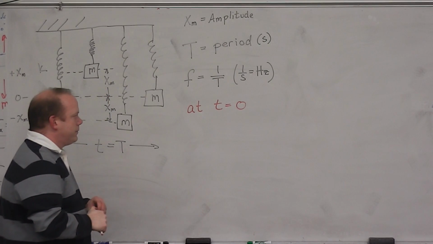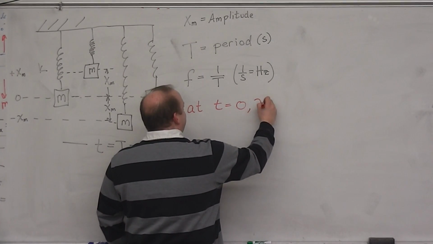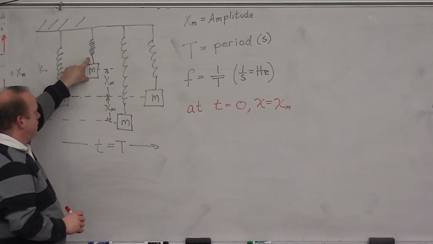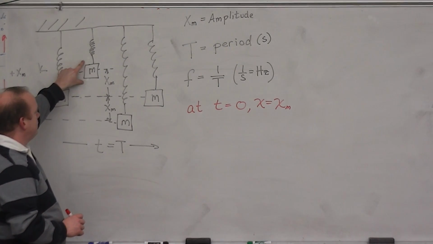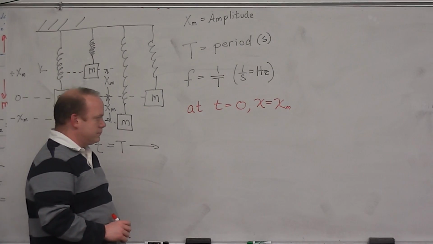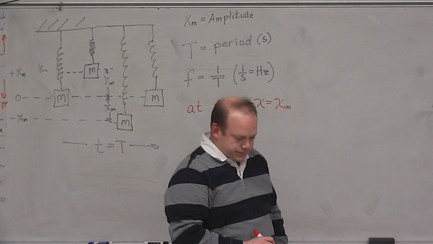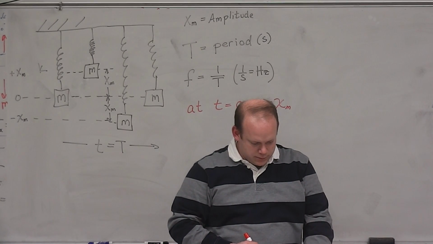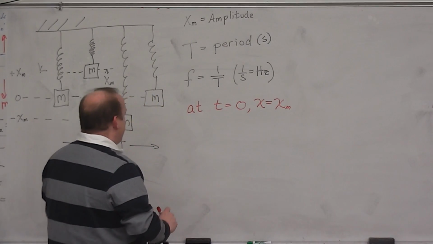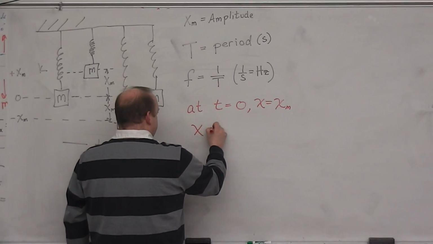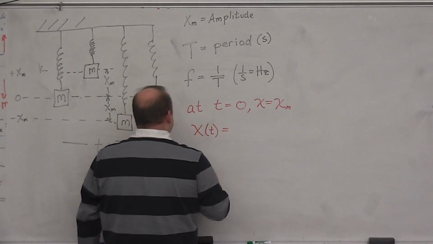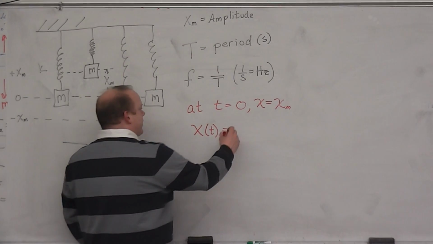At t equals 0, I'm going to say x is equal to x_m. Okay, so it's going to start off right here, goes down, goes back up again. But at t equals 0, x is equal to x_m. So now, I'm going to say x is equal to the displacement as a function of time. At its maximum point, at t equals 0, I've got x_m.